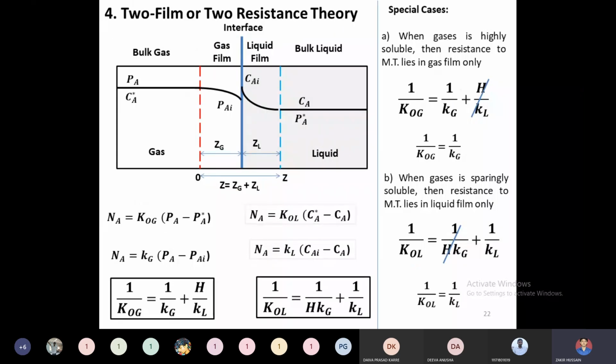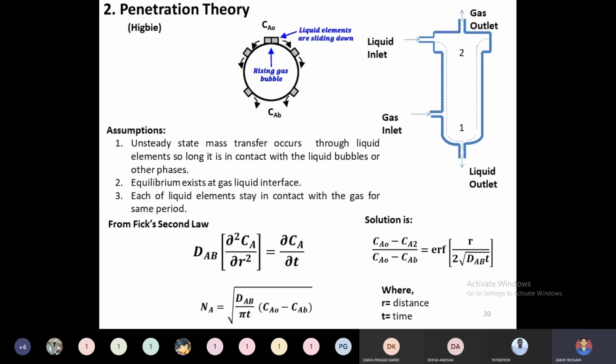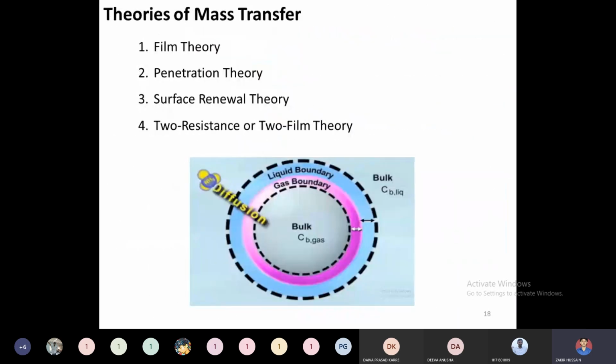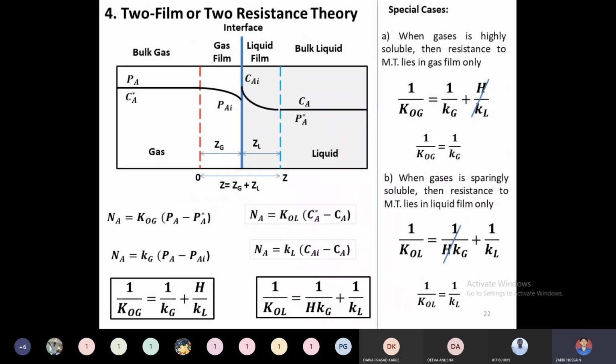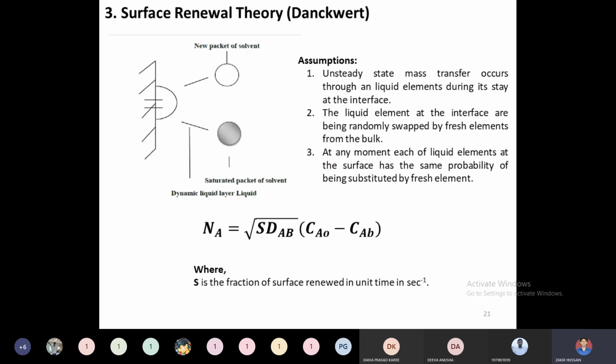Next we will see the two film theory, or two resistance theory. This is somewhat complicated because, as we already said, there are two resistances. Simultaneously we have to consider gas and liquid also. How we calculate the two resistances, we will see in the next class. If the network is okay and my live board is working, then I can derive that equation. Before that, you have to go through the two film theory I have already given in our notebook. You have to derive that, and only then will you understand the derivation.